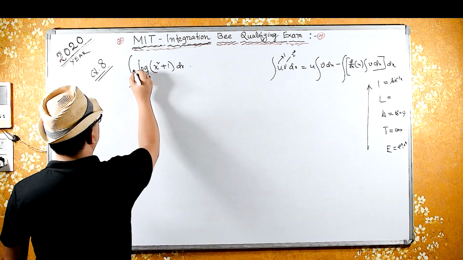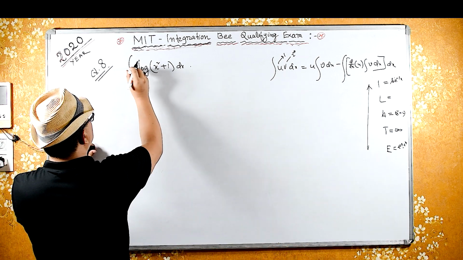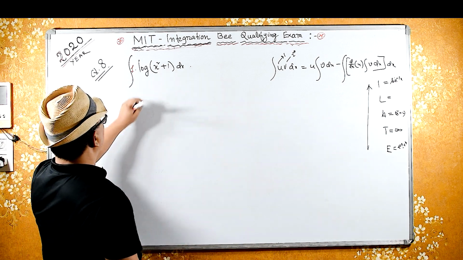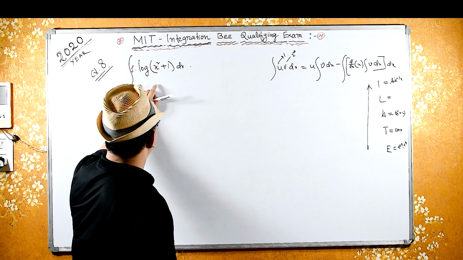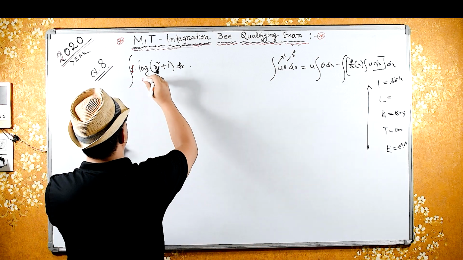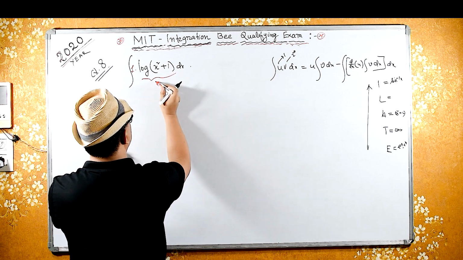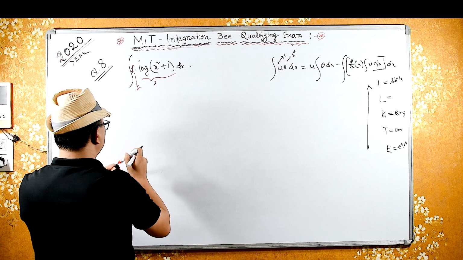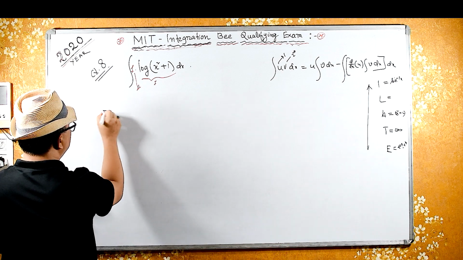Now this is the same as I can write 1 into this. Therefore 1 is what? Algebraic. Now let's consider this as the first function and this as the second function.